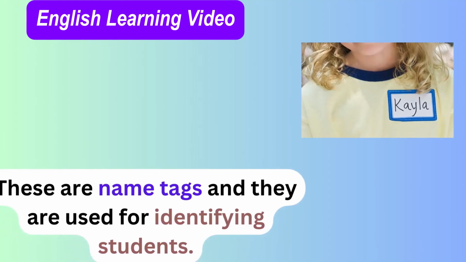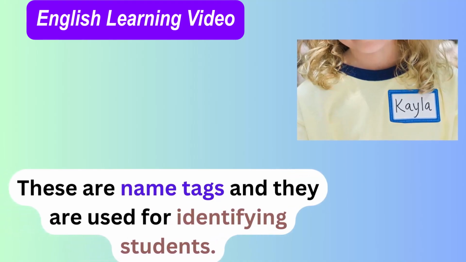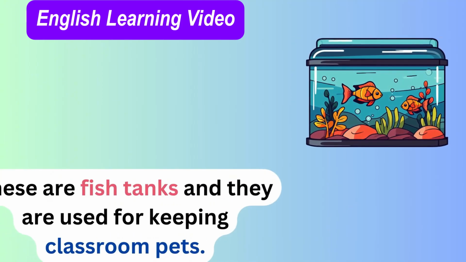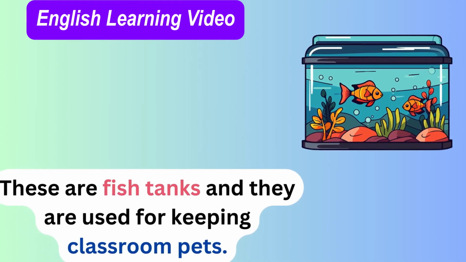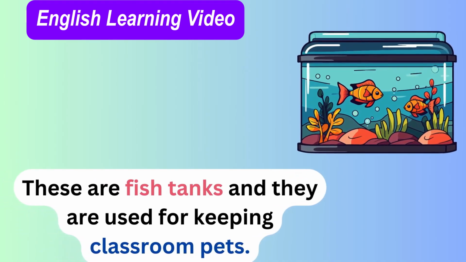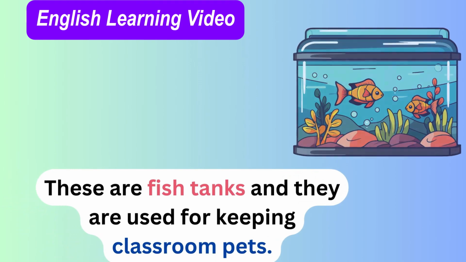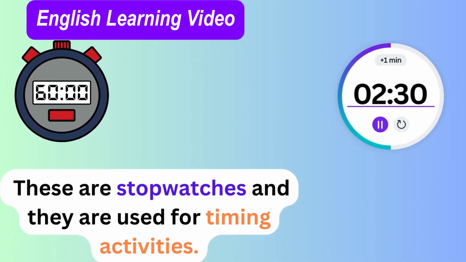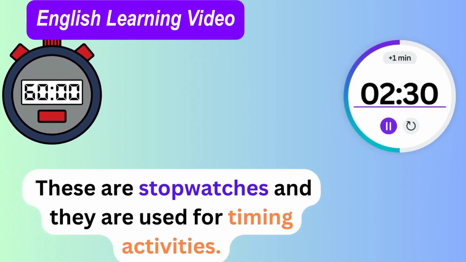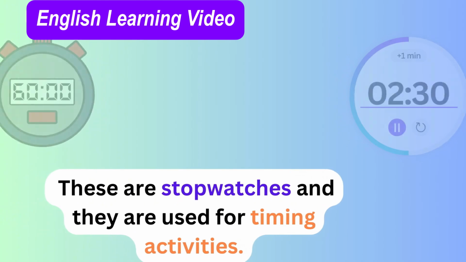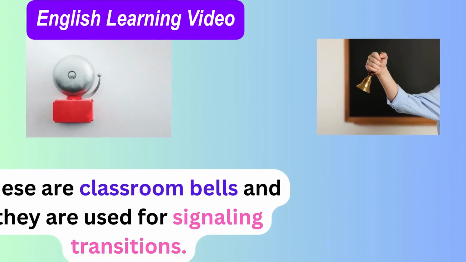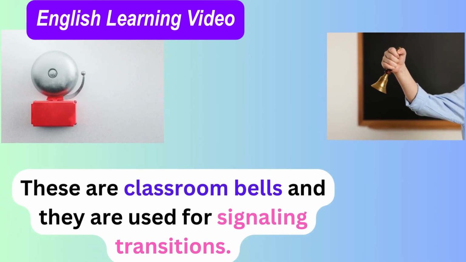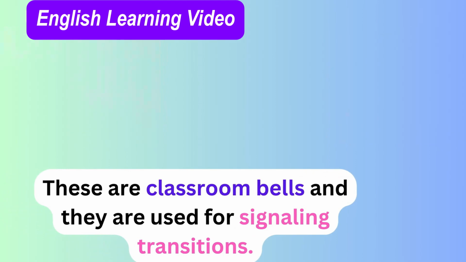These are name tags and they are used for identifying students. These are fish tanks and they are used for keeping classroom pets. These are stopwatches and they are used for timing activities. These are classroom bells and they are used for signaling transitions.